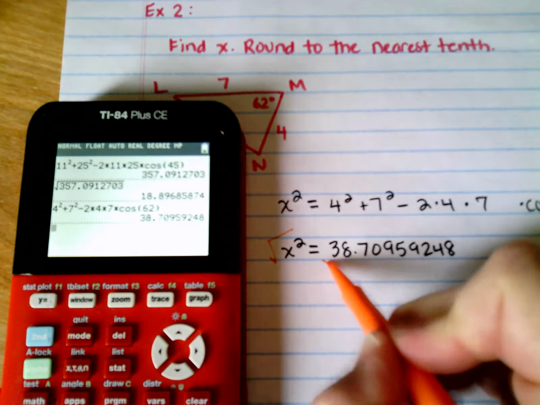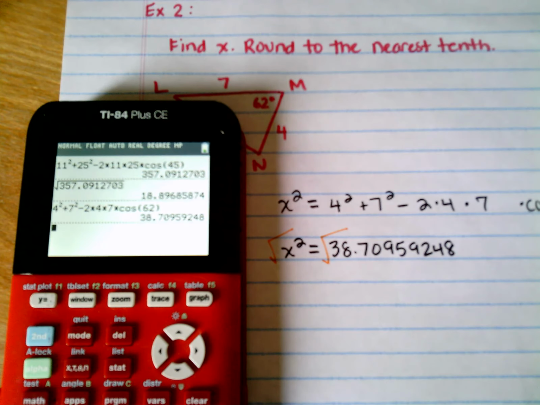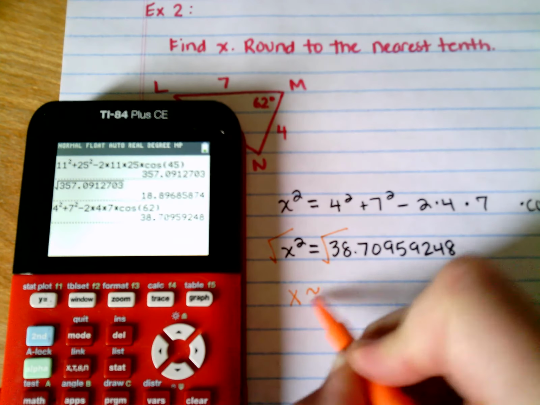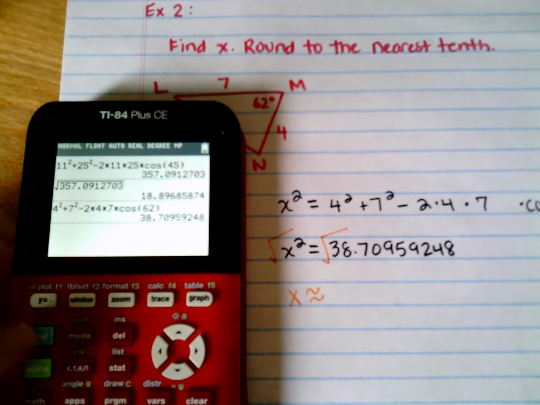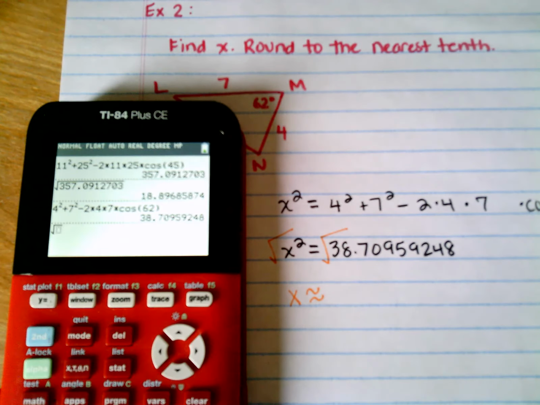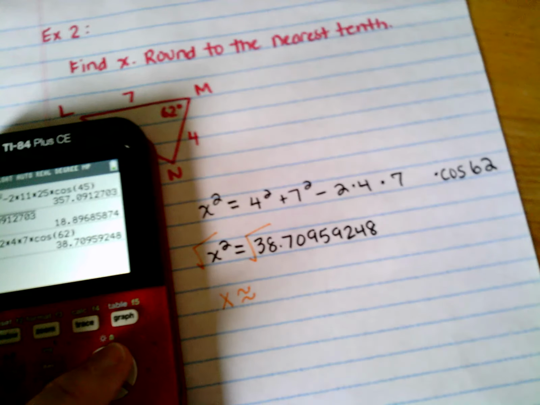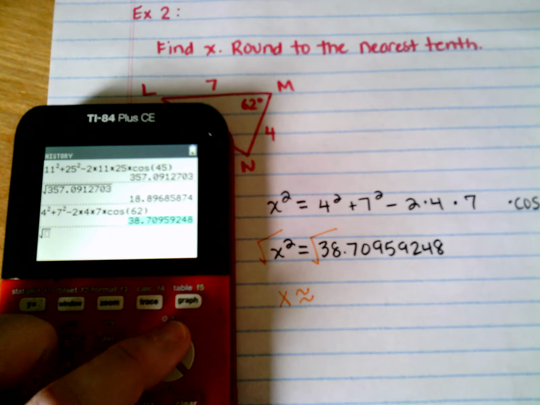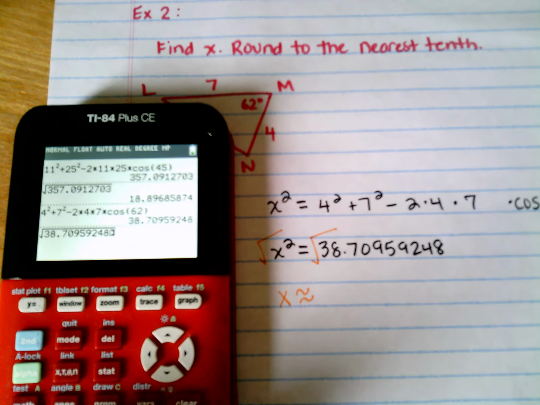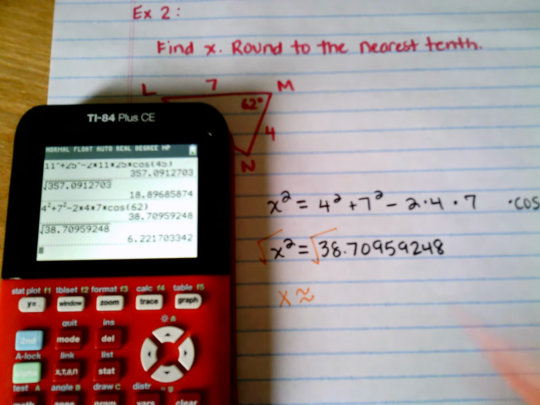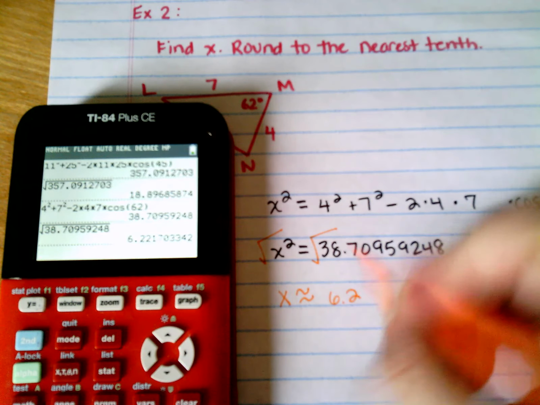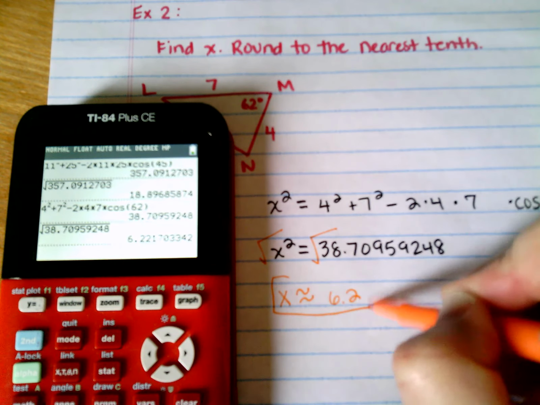I want to know what just x equals. So I'm going to take the square root of both sides. Back to my calculator I go. Second radical. Oop, sorry. Arrow up. I'm going to hit enter. Enter again, and I get about 6.2 for that missing side.